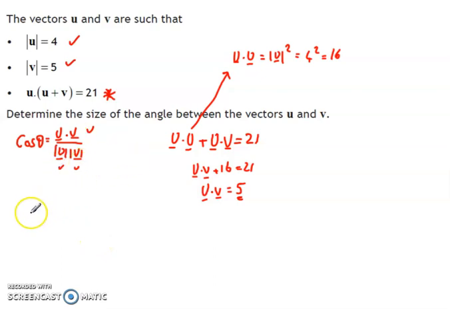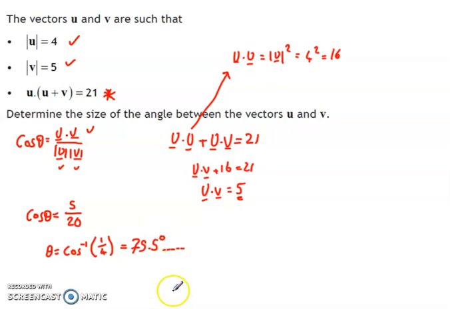So if I substitute everything in there, what I'll end up getting is that cos theta is equal to u dot v, so it's equal to 5, over magnitude of u times magnitude of v, so the product of these two, it's 5 over 20. To then do it, I take theta is equal to cos minus 1 of 5 over 20. I'll simplify that to a quarter. So theta is equal to cos minus 1 of a quarter. That's equal to 75.5 degrees, which continues on.